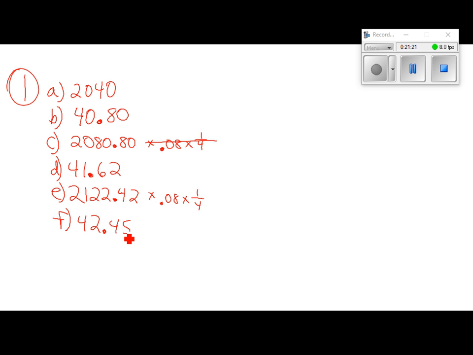Now, what they're trying to show you doing all this, you see how much interest she earned the first quarter? $40.80. Then she earned a little more the second quarter because that all got added in. Now she's up to almost $42.50 for the third quarter. And what do we do with those two? Add them together. And that's going to give us her total amount.